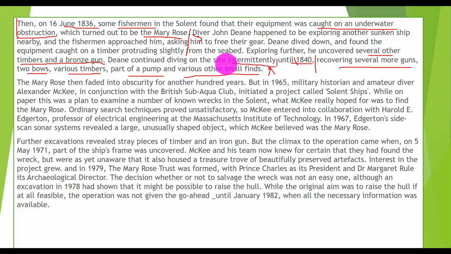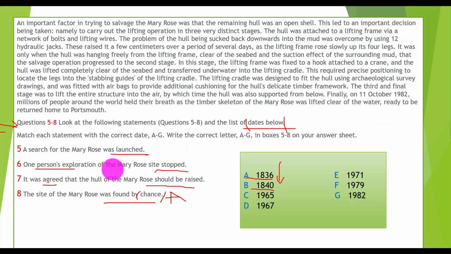Intermittently is important, and until 1840. Now, as you see, Dean started exploring the sea, and he finished it in 1840, and this is a person. Okay, now one person's exploration of the Mary Rose site was stopped. This is B. We answered this question as well. Because this is passage 1 and the questions are not very challenging compared with our previous example, which was a passage from reading passage 3, and passage 3 is the most difficult passage in the IELTS reading section.